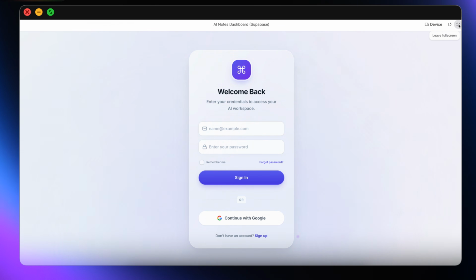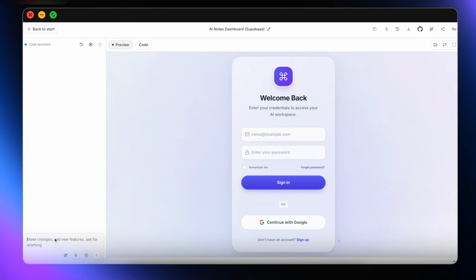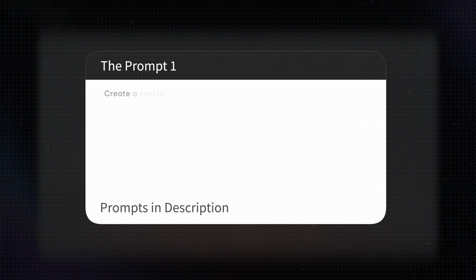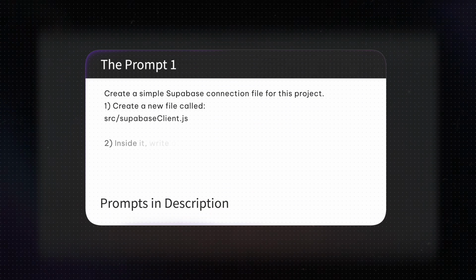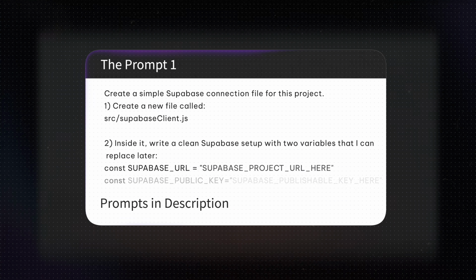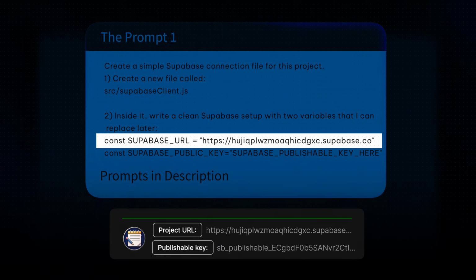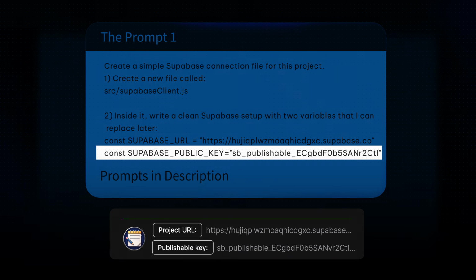The first thing I'm going to do is give Google AI the first prompt. This prompt is something I wrote and prepared for you. It simply creates the connection file between our web app and Supabase. And all you need to do is replace the project URL and the publishable key with your own values. These are the two spots we need to replace. Here, I'll paste my project URL, and here, I'll paste my publishable key.